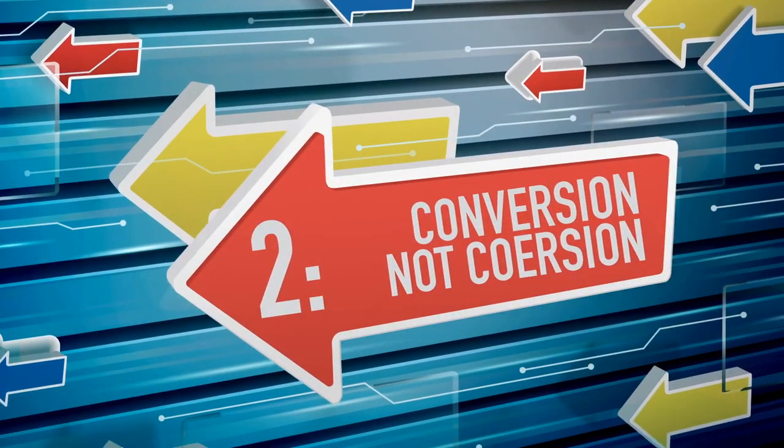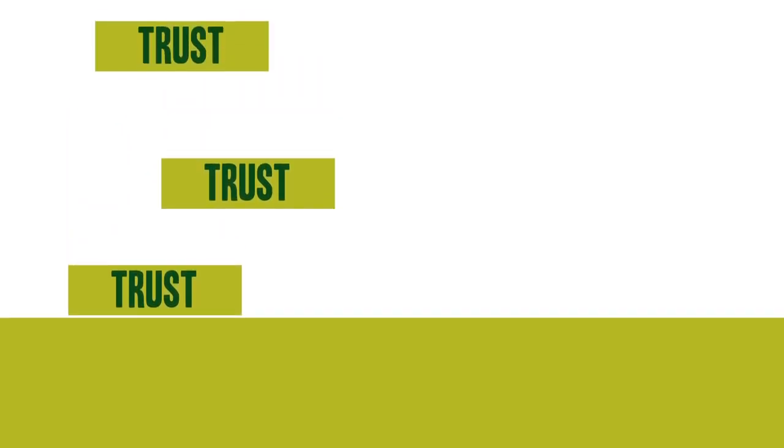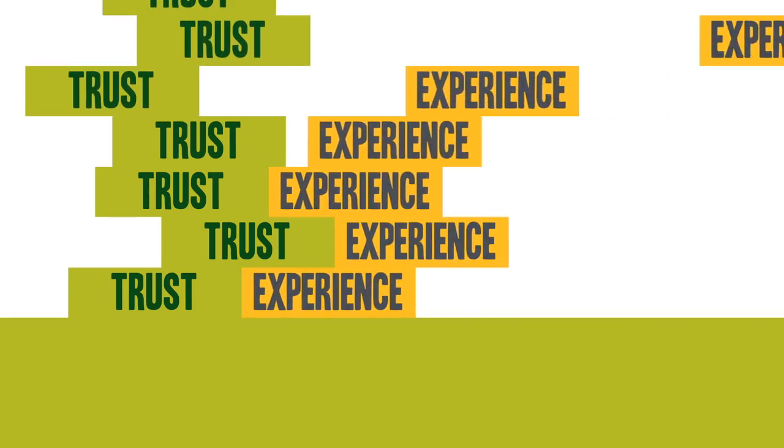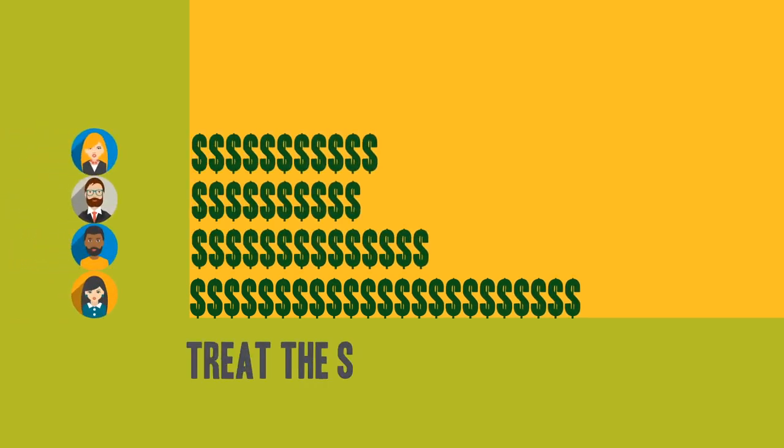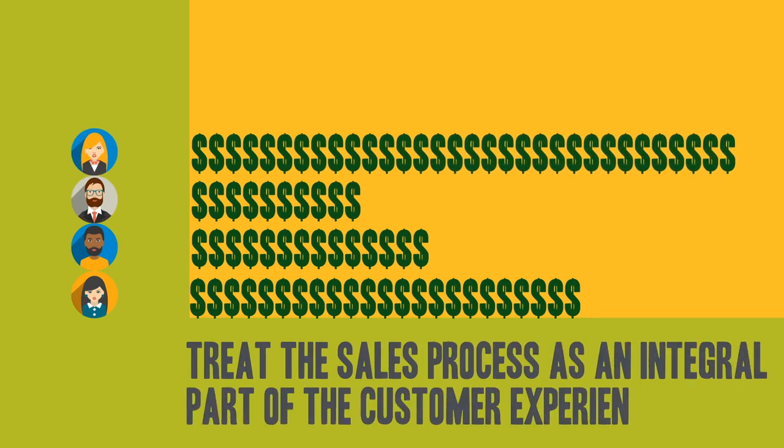Stage 2, conversion, not coercion. Stage 2 is about continuing to build trust with your prospects and converting the prospect into a sale. You can also build on their expectations of the future by delivering an incredible experience every step of the way. A customer is the single most expensive thing for a business to acquire and the most important. To be successful, a business needs to treat the sales process as an integral part of the customer experience.